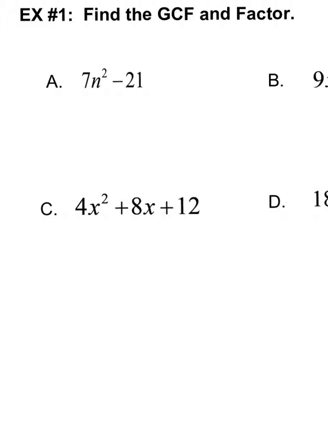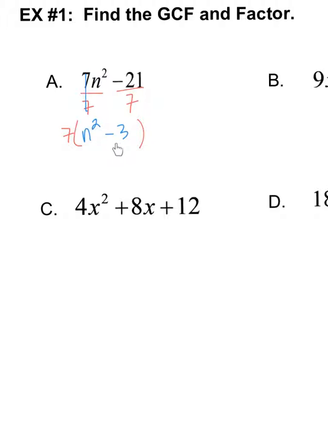Okay, so hopefully you've done these on your own and you're just checking your work. So for A, they have a GCF of 7. And the 7's going to cancel. You're going to be left with just an n squared. And then here, negative 21 divided by 7 is a negative 3.